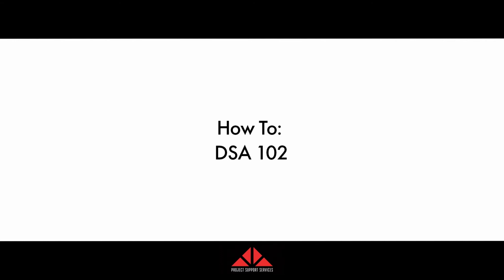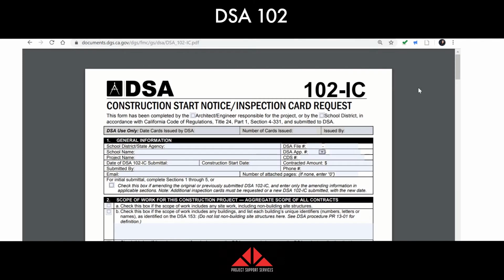In this training video, I'm going to show you how to complete a DSA 102 form. Now, after you find the form on the DSA website, the first thing you're going to want to do is mark whether the form's been completed by the architect engineer responsible for the project or by the school district. So make sure you click one of the two.